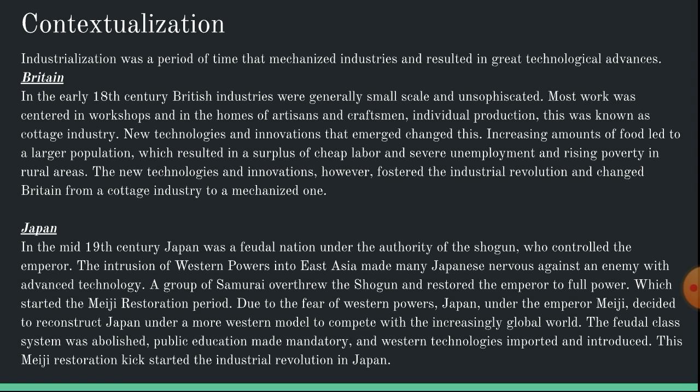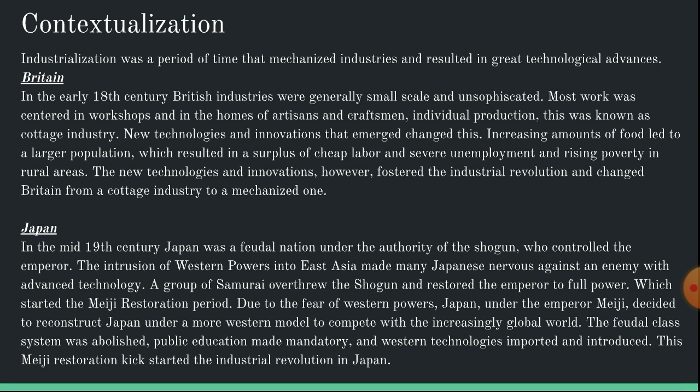Industrialization was a period of time that mechanized industries and resulted in great technological advances. Let's begin with industrialization in Great Britain. In the early 18th century, British industries were generally small-scale and unsophisticated. Cottage industry, where work was centered in workshops and in the homes of craftsmen and artisans, was most common. New technologies and innovations soon changed this, transforming from a cottage industry to a more mechanized one.